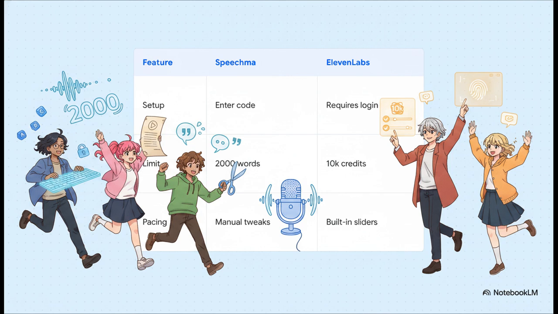But as we saw, you might have to manually massage the punctuation, deleting quotes and dots, to get the pacing just right. ElevenLabs, on the flip side, needs a login but rewards you with those 10,000 free credits. The real game changer here is that it handles pacing a bit more naturally, giving you built-in sliders for stability and speed instead of forcing you to rewrite all your punctuation.